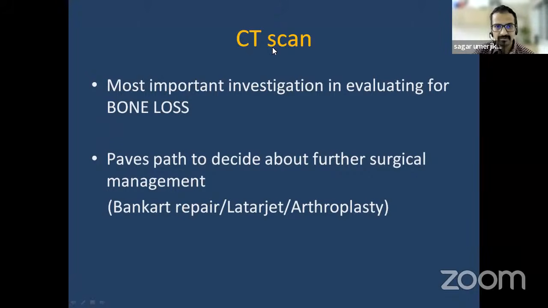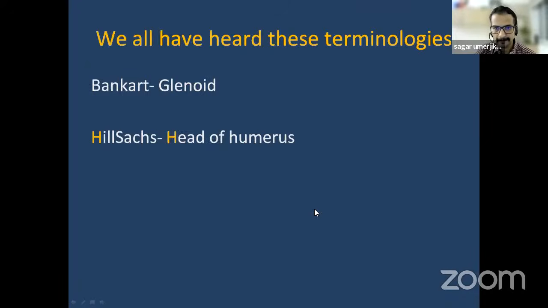So CT scan becomes very, very important to evaluate for the bone loss, and the percentage of the bone loss in the glenoid as well as in the humeral head. That paves a path to decide about further surgical management, whether we go ahead with surgeries like Bankart repair alone or Latarjet procedure or arthroplasty.